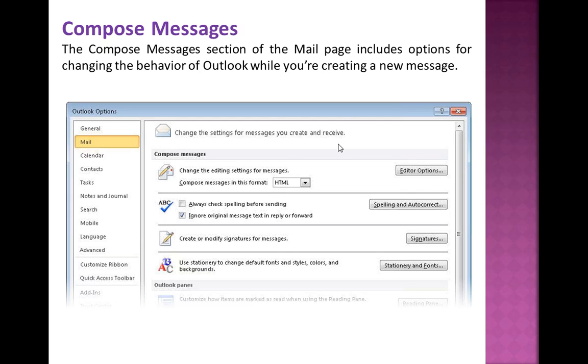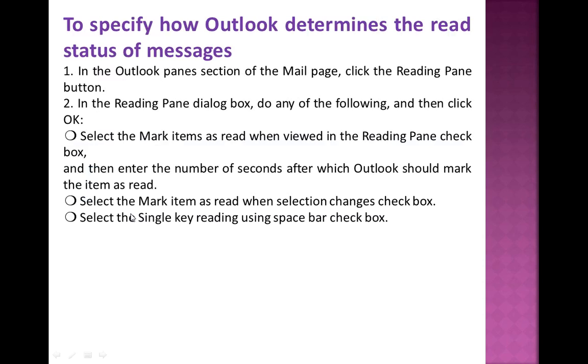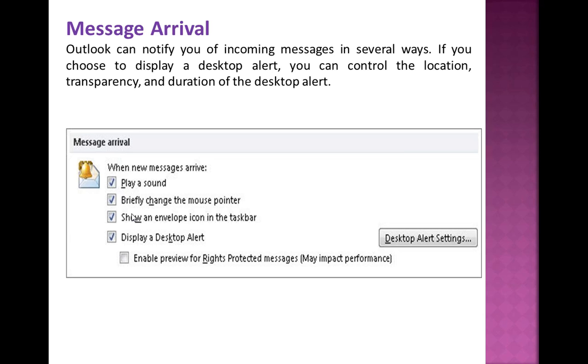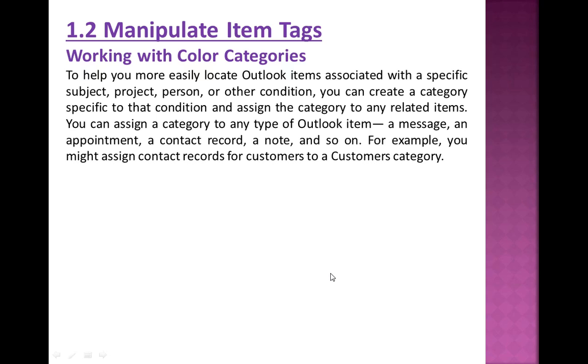Click on the mail, click on the format that you want, either HTML, plain text or rich text. This is the HTML, RTF, plain text, outline pane. How to specify? You can specify the message arrival, either play a sound, you can check or uncheck these boxes. You can change the settings for the save messages.